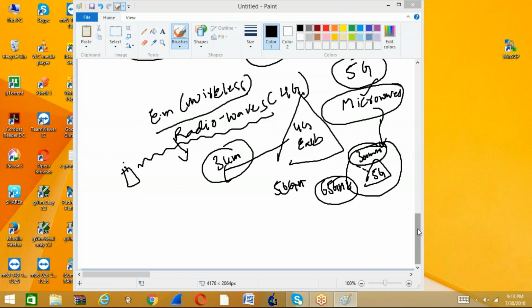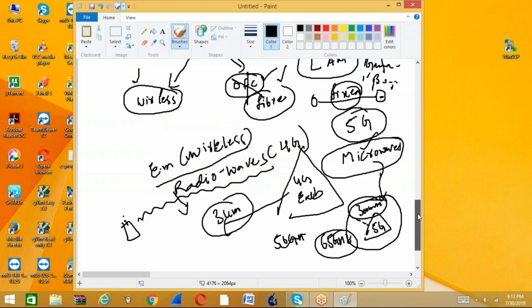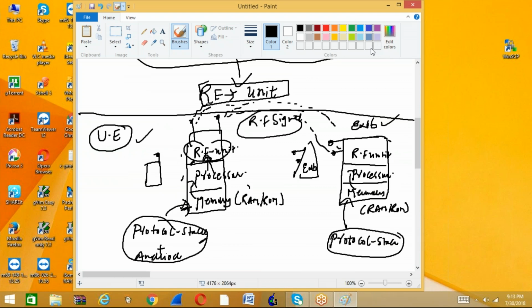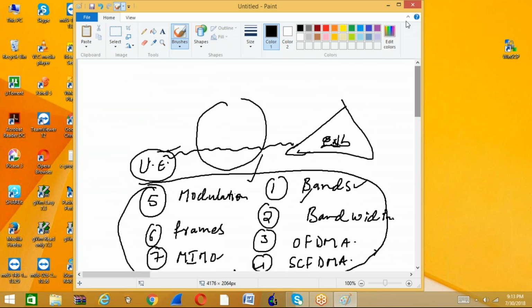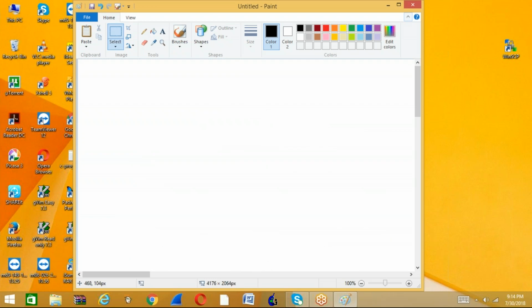Okay, so this is how things are working out. Now, not backhaul, I'm saying the front RF part. The RF part is microwave in 5G. I'll tell you the reason behind it. I'll compare the 3G, 4G and 5G base stations.